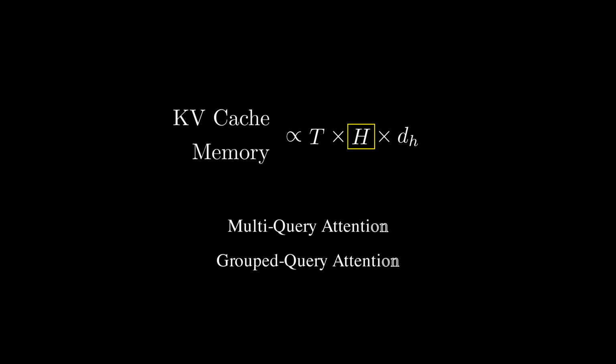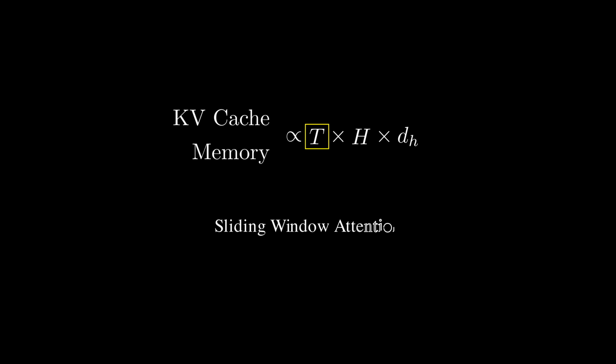Now KV cache memory is directly proportional to sequence length times number of heads times head dimension. Different attention mechanisms reduce different parts of this equation. Multi-query and grouped query attention, which we looked at earlier in this series, reduce the number of heads by allowing multiple query heads to share the same key and value vectors. Sliding window attention, covered in a previous video, reduces the sequence length factor by attending only to nearby tokens within a fixed window, so the size of the cache never needs to grow larger than the window size.